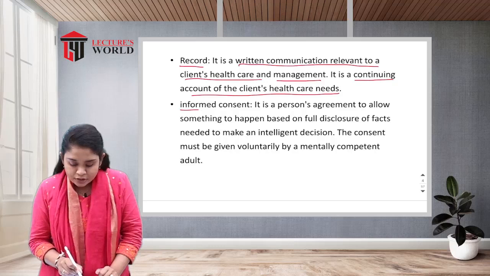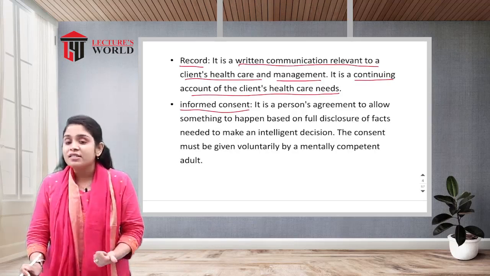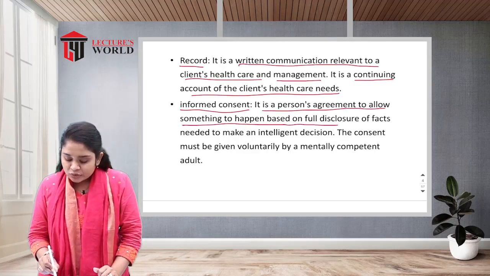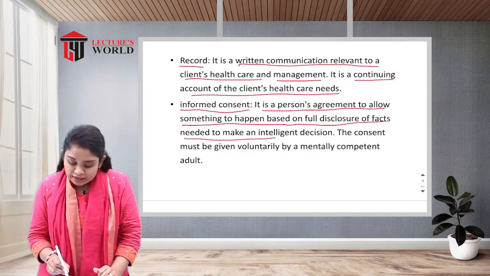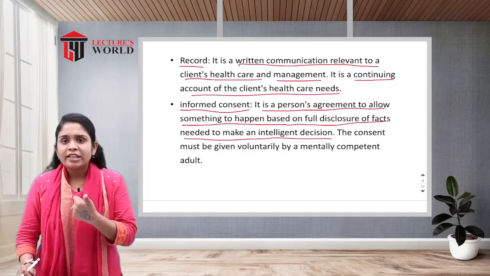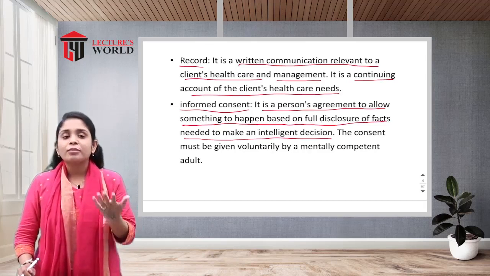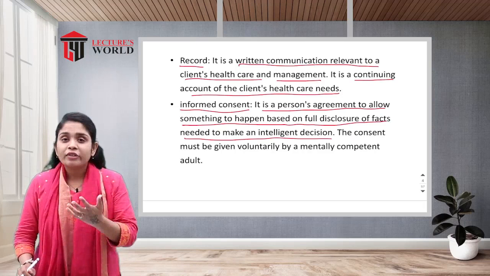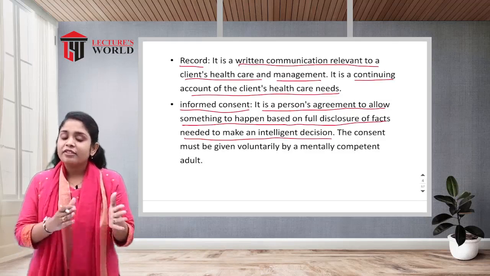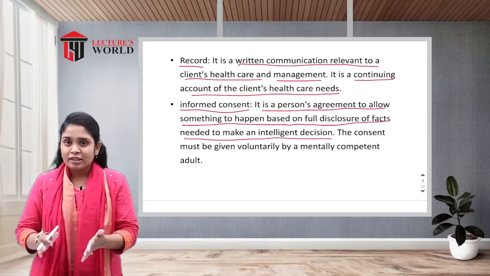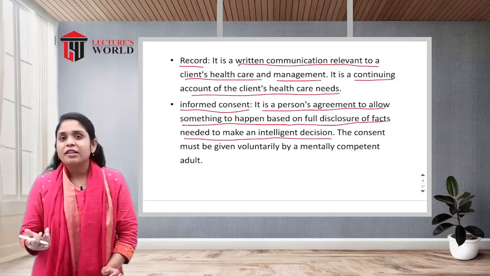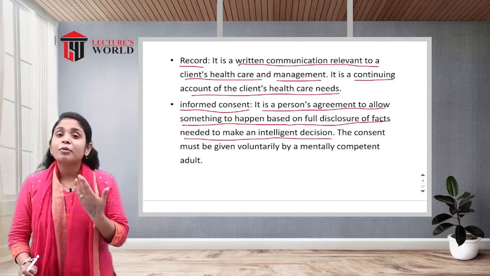Now we'll be talking about the informed consent. What is the meaning of taking consent? It is a person's agreement to allow something to happen based on the full disclosure of the facts needed to make an intelligent decision. Sometimes we take the consent from the relatives when we are going for any surgery. When the patient is going for surgery, we inform the relatives that we are going to take your patient for this operation, and we need your consent, that you are giving permission to do this surgical intervention. So here you are taking the permission from the relatives.